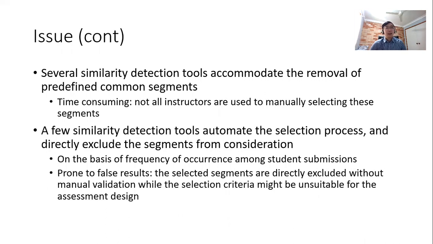In response to that, several similarity detection tools accommodate the removal of predefined common segments. But it introduces another problem. It is time-consuming because not all instructors are used to manually selecting these segments. A few similarity detection tools automate the selection process and directly exclude the segments from consideration, based on the frequency of occurrence among student submissions. But it introduces another issue. It is prone to false results because the selected segments are directly excluded without manual validation, while the selection criteria might be unsuitable for the assessment design.